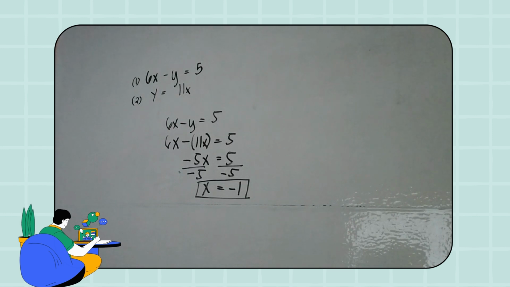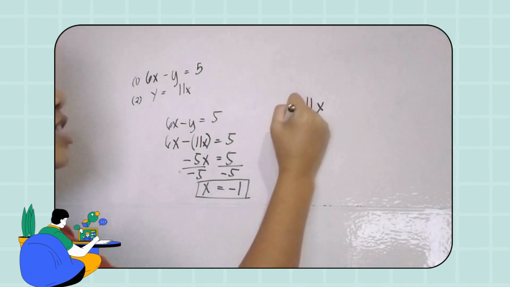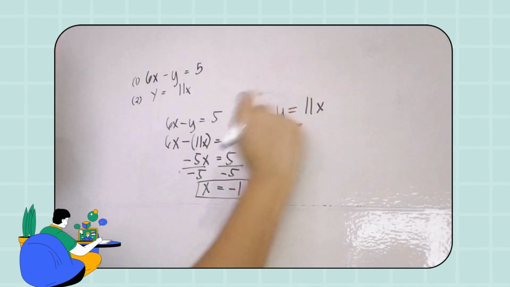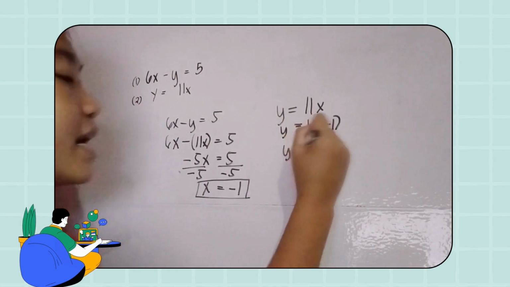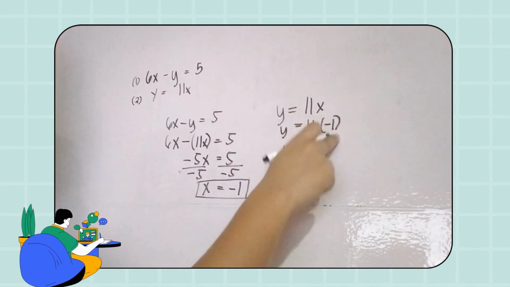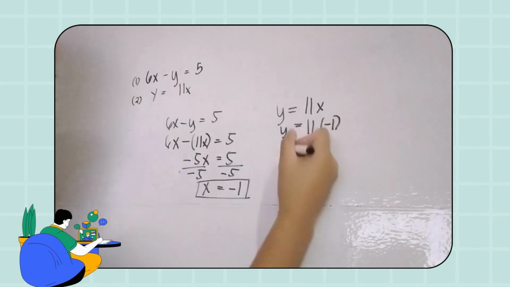Now, let us substitute x equals negative 1 back into y equals 11x in order to find y. So we have here y equals 11x. Substitute x in 11x with negative 1. So we have here y equals 11 times negative 1, which is negative 11.